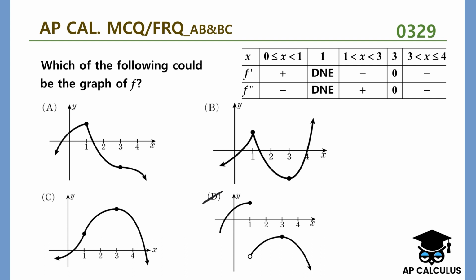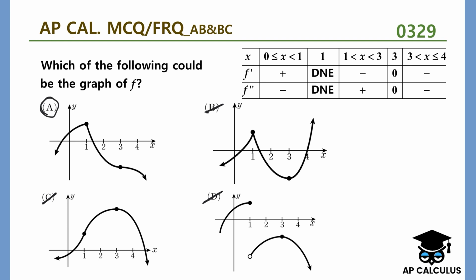Here, f prime is increasing in this interval from 0 to 1, and f double prime is negative, which means f must be concave down, right? So here, concave down, but this is concave up, right? This is also concave up, right? So we eliminate these two. The answer must be A. But let's look at other intervals too.